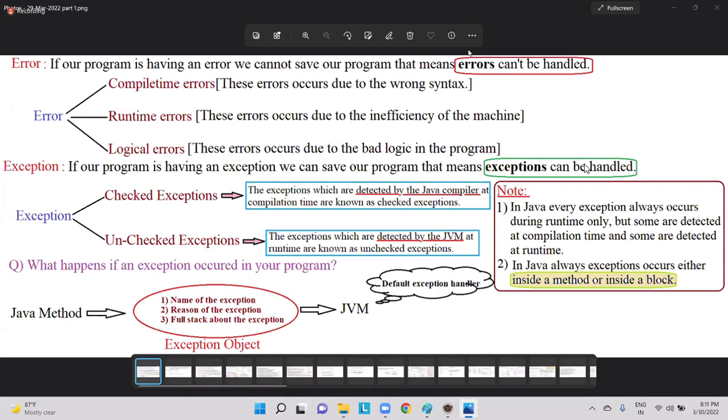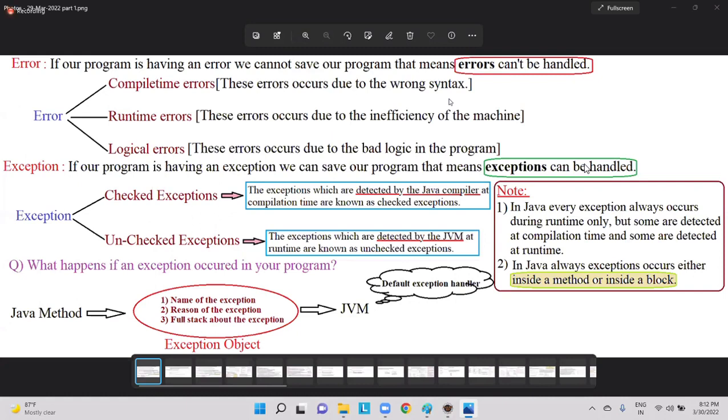All right, guys. Before starting our session, let us have a very small and quick recap of the concepts we covered in yesterday's class. Yesterday we started discussing exception handling, and we saw the difference between an error and an exception. What is an error? How many types of errors are there? Three types: compile time errors, runtime errors, and logical errors. How many types of exceptions are there? Checked exceptions and unchecked exceptions.